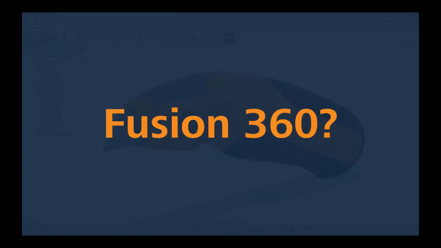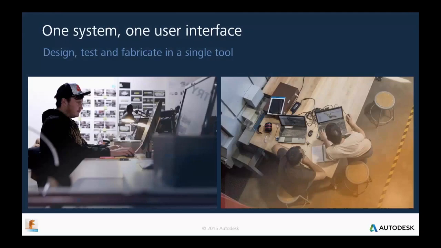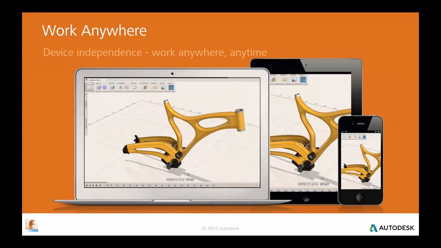Okay, so what is Fusion 360? Well, Fusion 360 is one system, one user interface. It brings all of the tools that you would require to design products of various different types. So it enables you to design, test, and fabricate inside the one environment, one tool. It enables you to work anywhere because it's device independent. So whether you're working on a tablet, a workstation, your phone, and no matter whether you're in the office or maybe you're working remotely, Fusion 360 in combination with A360 enables you to work effectively anywhere you need to.